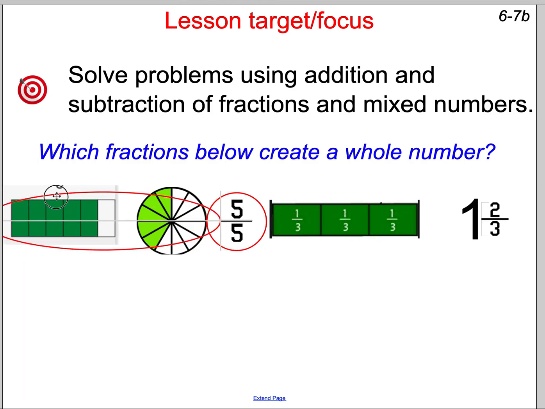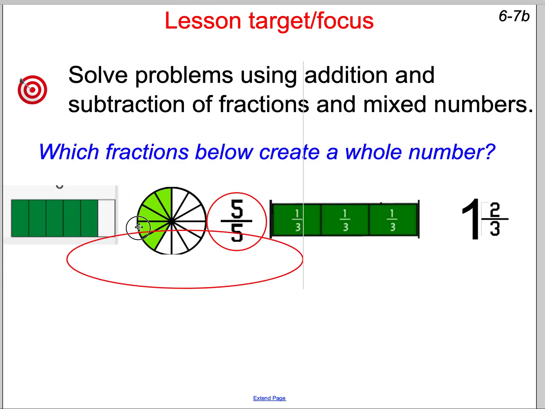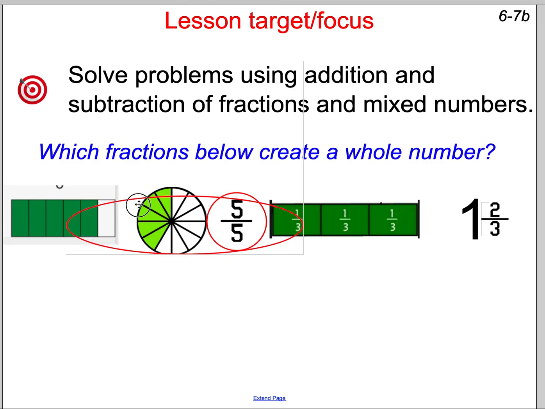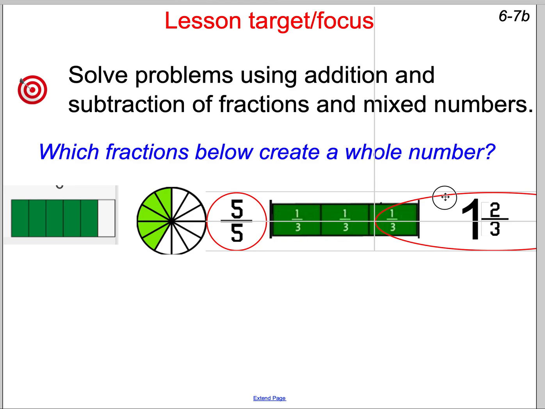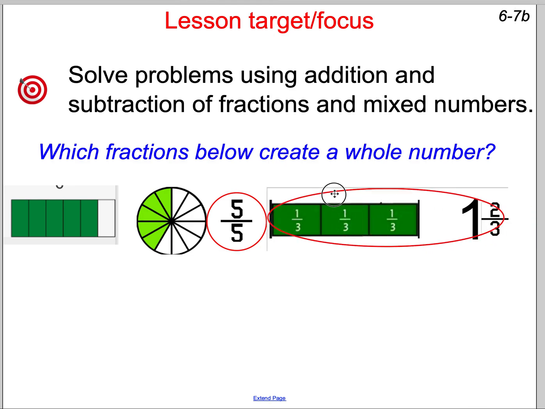Nope, that's not a whole. Nope, that's not even half, is it? This is a mixed number over here, so that's not a whole. Yeah, 3/3 is the same as a whole, 3 over 3. Good, so there's a review today.